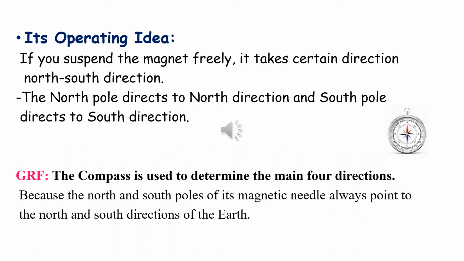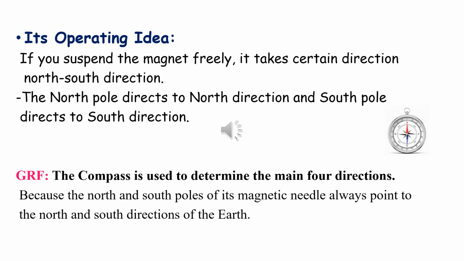The operating idea of the compass. From the third property of the magnet, we know if we suspend a magnet freely, it takes a certain direction, which is north-south direction. The North Pole directs to north direction and the South Pole directs to south direction.